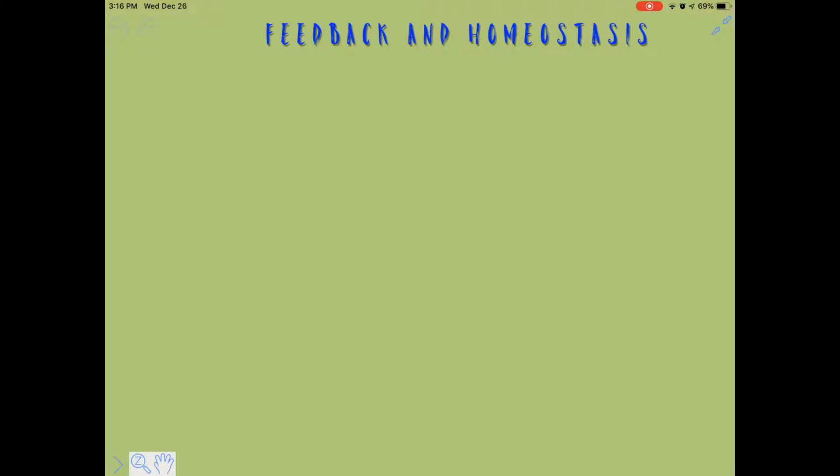Now, feedback is a response. It's really just a general word for a response that a computer can give, a living organism can give, anything really. But homeostasis is what we would call a living organism's feedback mechanism, whether it's a cell or a multicellular organism. So it's a body or living organism's feedback.